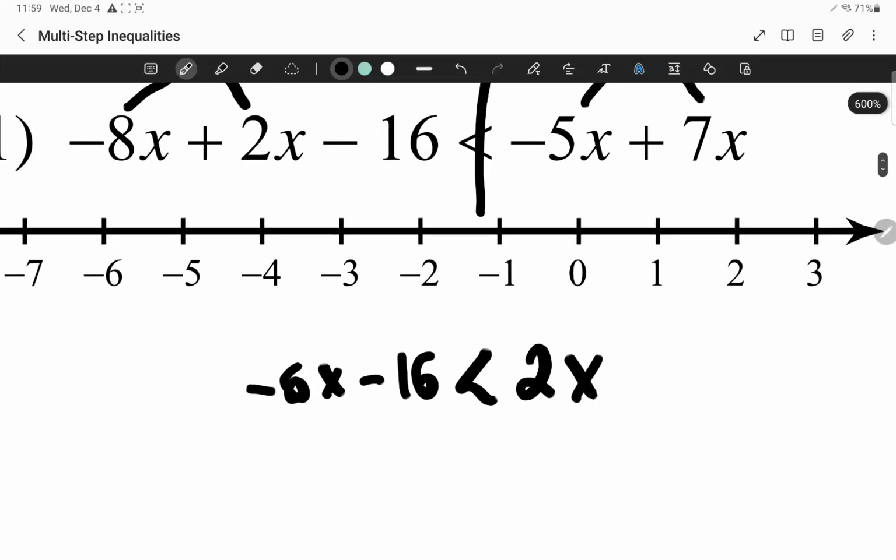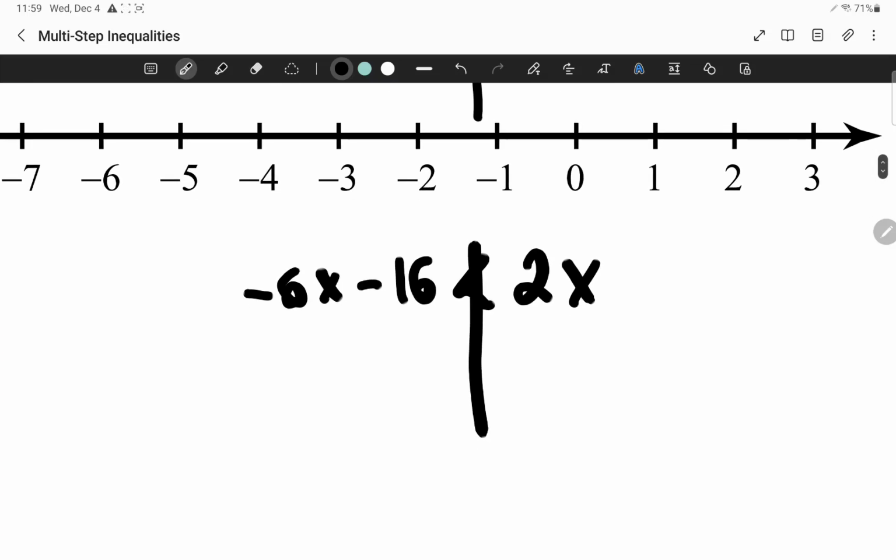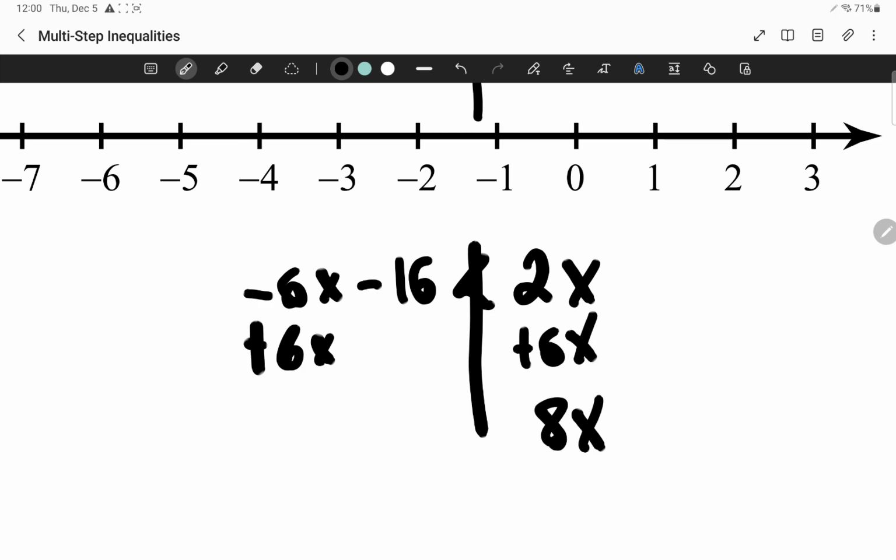Now, we still need to solve for a letter. What I want to do is put my letters together here. So I'm going to move this one over here to the 2x. How do I do that? We put our line right here, and I have to do the opposite. So it's going to be plus 6x, plus 6x. Those two are combined, so now that turns into 8x.